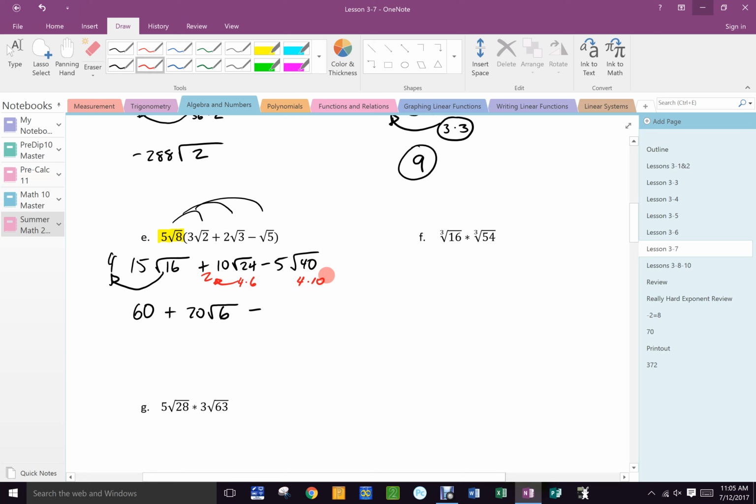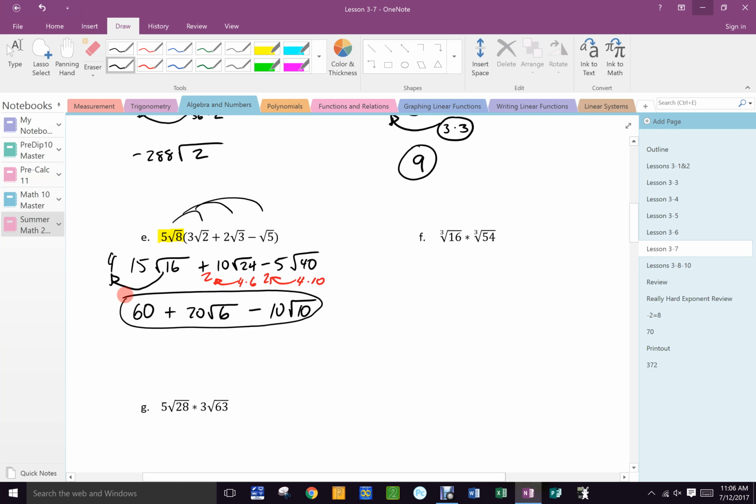Minus, what's 40? 4 times 10, isn't it? What's square root of 4? 2. So out comes a 2. What's already out there? 5. So what do I get? No, there's a 5 there. Negative 10. And what did I leave under there? 10. Are any of those the same? Are they like terms? No. So am I done? Yes.